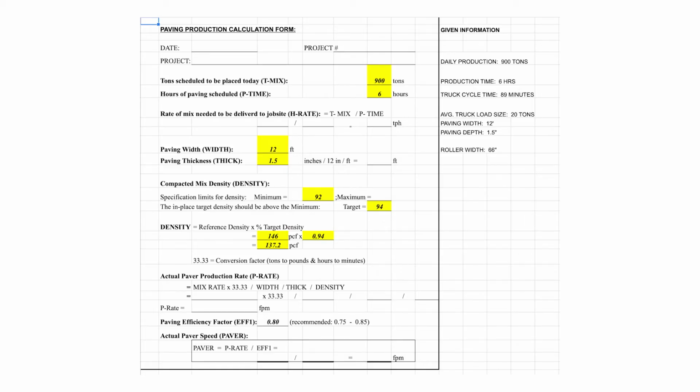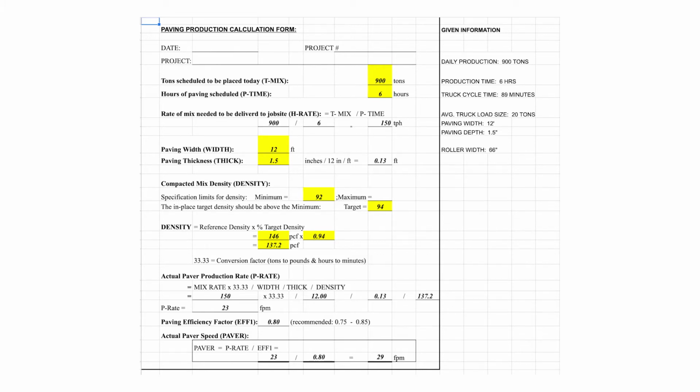Now your next one that you're going to work through is the paver speed. What speed are you going to run your paver at to be consistent all day long in those 6 hours? So that's the second problem you guys have, so go ahead and work through that. What I came up with was 23 divided by 0.8, so 29 feet per minute. We'll walk through it here.